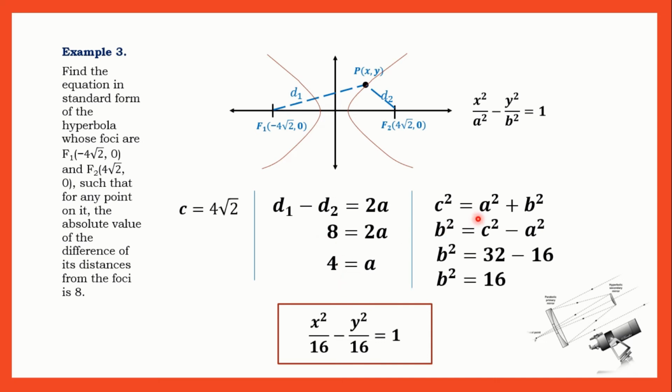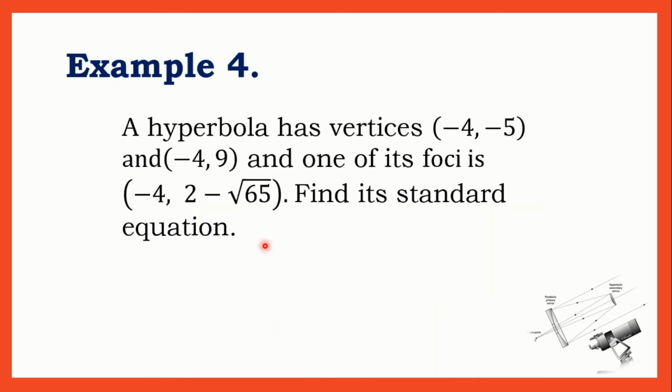Using the equation c squared equals a squared plus b squared, we solve for the value of b squared, and b squared is equal to 16. Hence, the standard form of the equation of the hyperbola is x squared over 16 minus y squared over 16 equals 1. Example number 4.